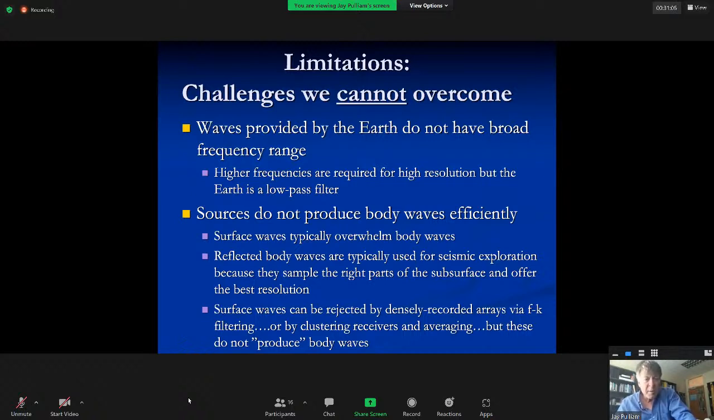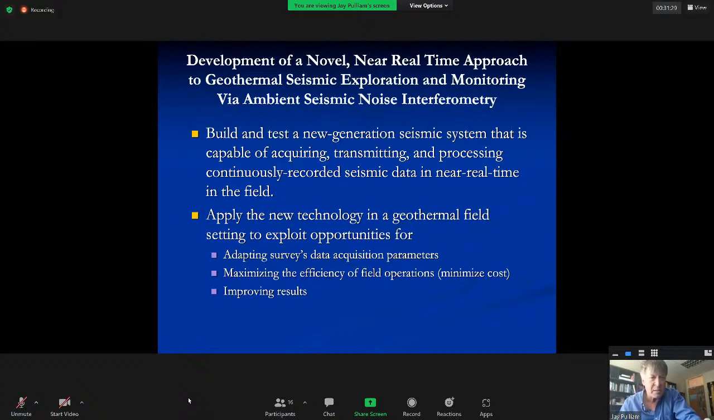Another is that I've already mentioned the surface waves overwhelm the body waves, but that's because body waves are very low amplitude. And so we can do everything, there are various ways we can filter the data to remove the surface waves, but if there were no body waves there to start with, we're not going to be much better off. So I don't really have any suggestions for how to deal with this. I'd be happy to hear some ideas.